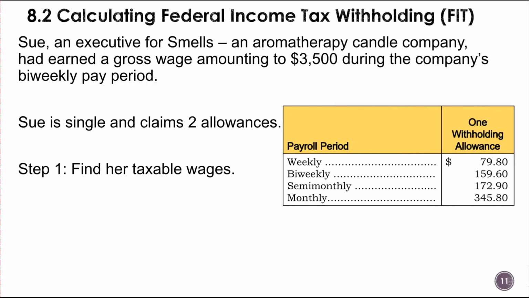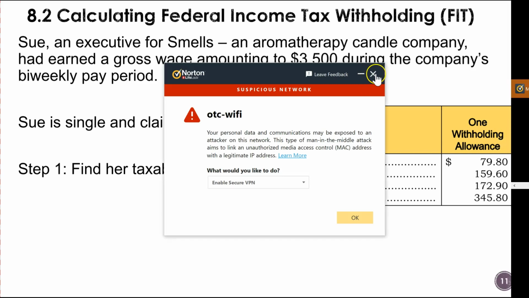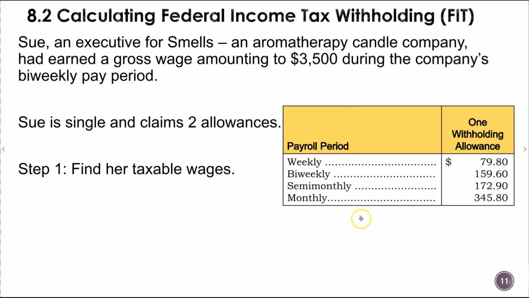So here's an example of that. Sue, an executive for Smells, an aromatherapy candle company, notice she's an executive, so she makes quite a bit of money, has earned a gross wage amounting to $3,500 during the company's bi-weekly pay period. Okay, so it tells us right here that we are on a bi-weekly pay period.